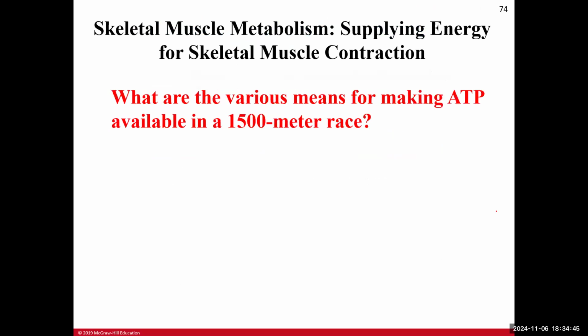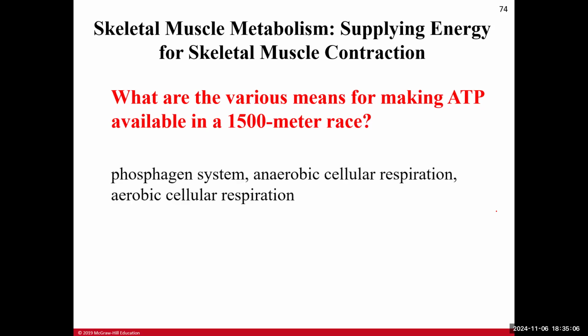Okay, good. What are the various means for making ATP available in a 1,500-meter race? Which is the first one? Take a guess. Phosphorus transfer system. What's the second one? Glycolysis. What's the third one? Aerobic cellular respiration. Boom, there you go. Okay, so those three things are going to be utilized during a 1,500-meter race.